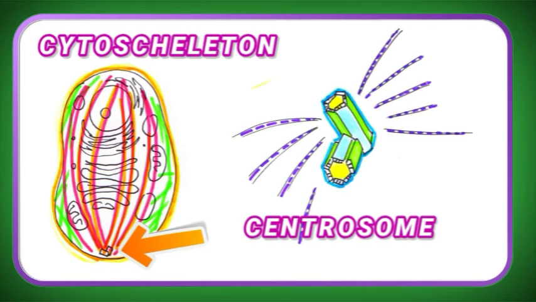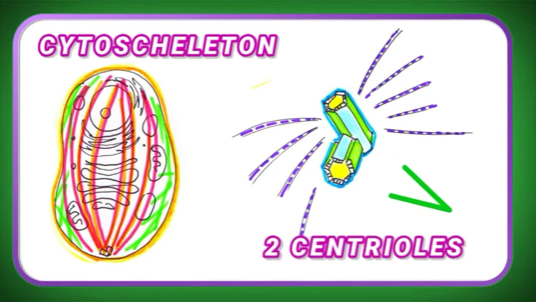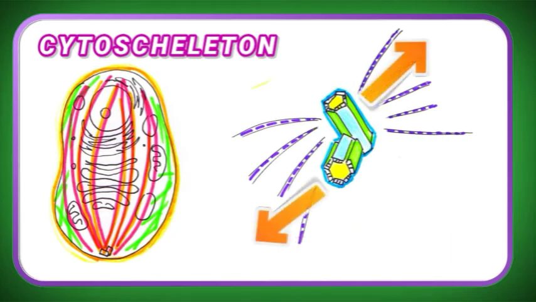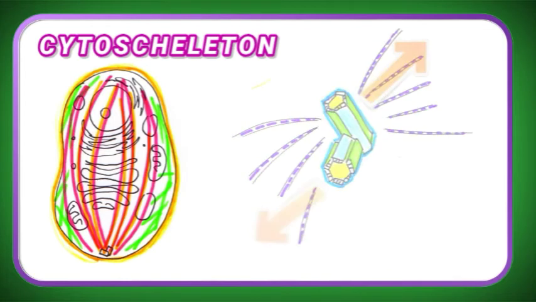The organizing center of the cytoskeleton is the centrosome. It contains two centrioles that, during cell division, migrate to opposite sides of the cell, forming the mitotic spindle.